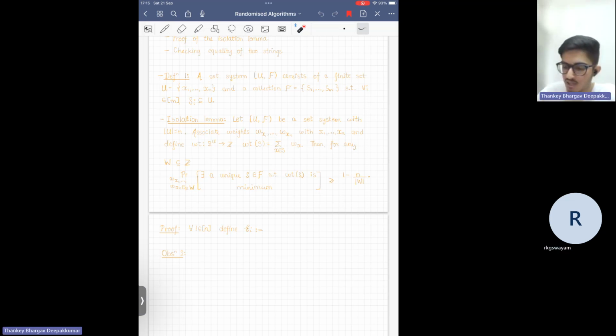So I was saying that I want to prove that there exists a unique S in F with minimum weight, right? One way to prove that is true with large probability is to show that the probability of its negation is upper bounded. That is, to show that the event that there exist two sets S1 and S2 happens with small probability, right?